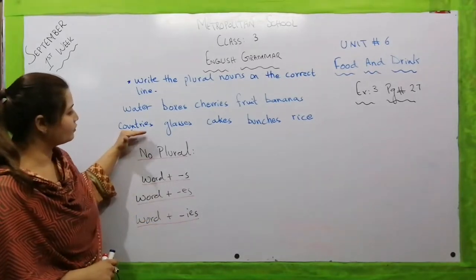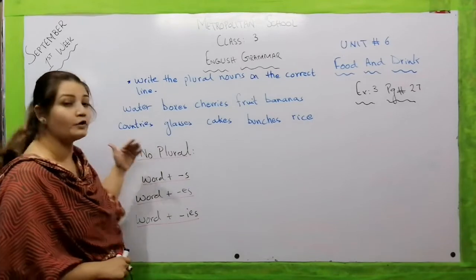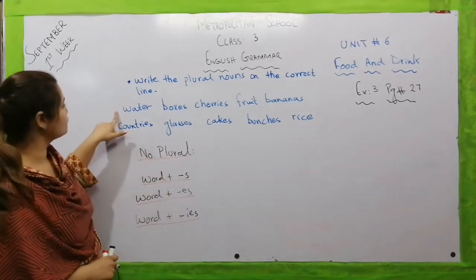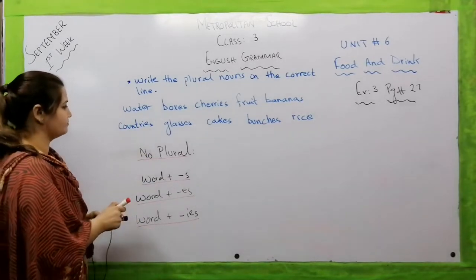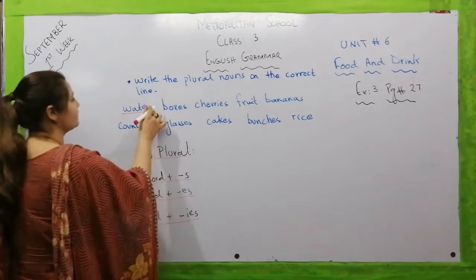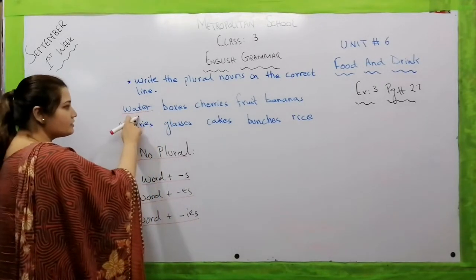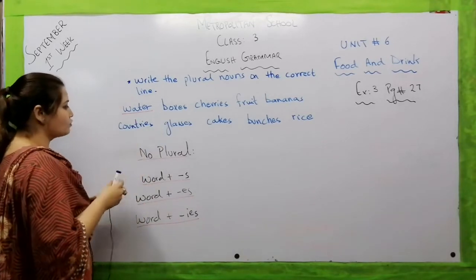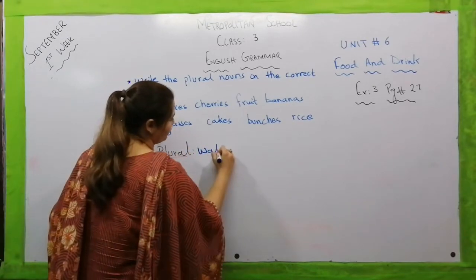We have to find out the plurals in these words. At first, what are we looking for? We are looking for those words which have no plurals. So let's find out. The first one is water. There is no s, es or ies here. So we consider this word as a no plural word. This is a singular word. So we are going to write down in the no plural group, water.